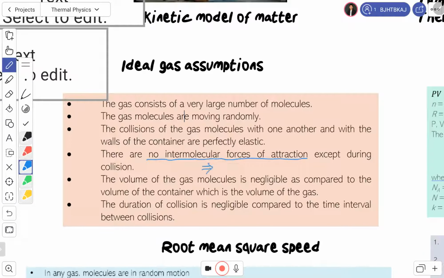This means there will be no microscopic potential energy. Okay?